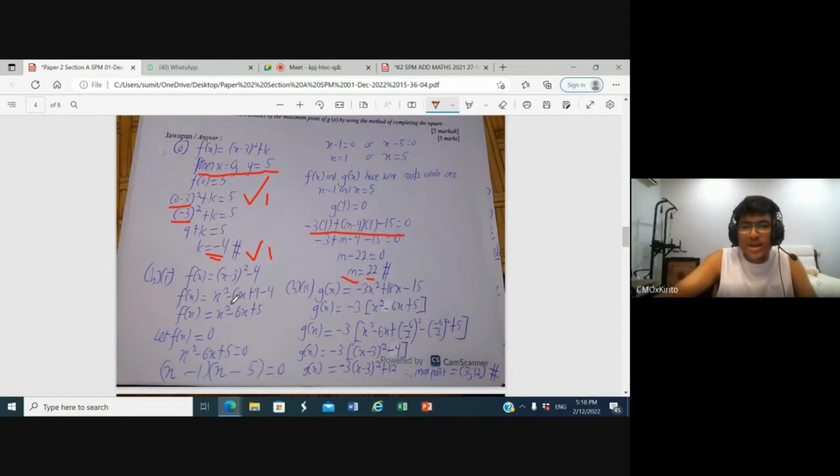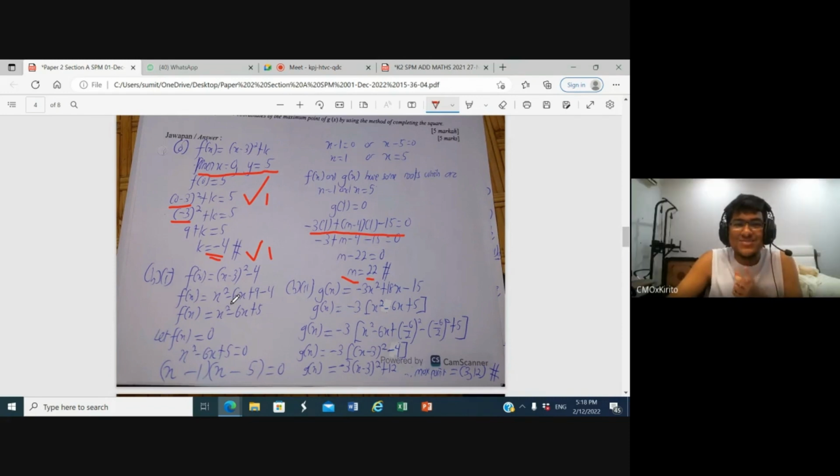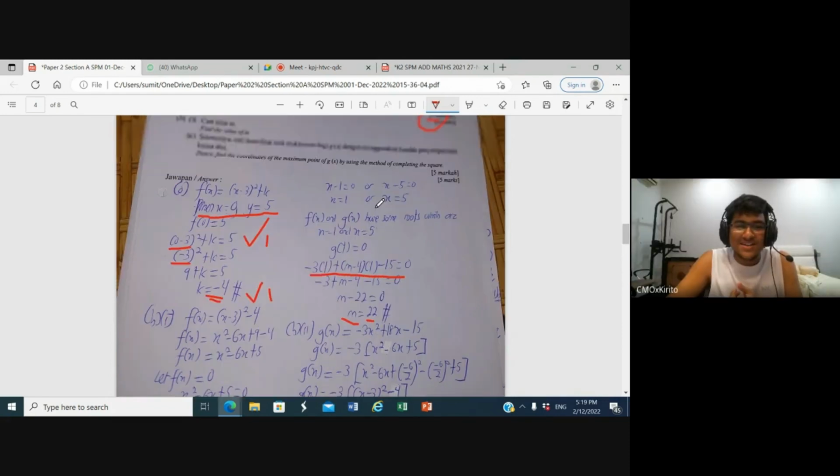Okay, M is 22. Yes, finally. So that means I'll be able to do it, lah. That's why when I did B1, and then when I went to B2, right, it asked me to find the zero, what's the h.